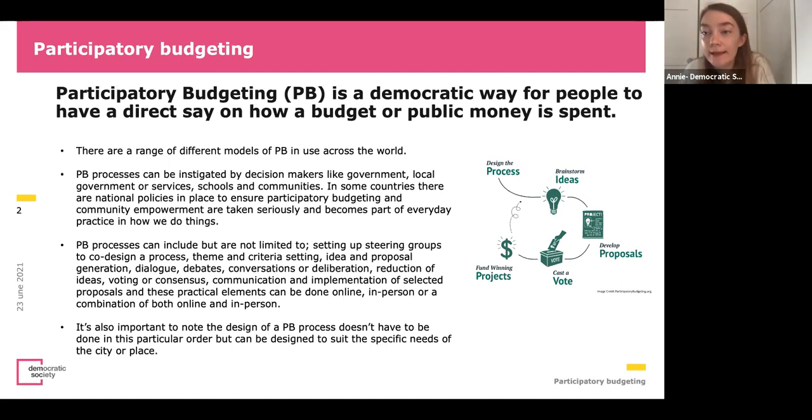So you might have heard of things like citizen juries or citizen assemblies. That's a deliberative process. Reduction of ideas, so sifting down those ideas based on maybe the criteria that you've set. Voting or consensus, so having a final decision about which proposals or which projects should go through. And then, of course, communication and implementation of selected proposals. And these practical elements can be done online, in person, or a combination of both. It's also important to note that the design of a PB process doesn't have to be done in that order. It can be designed to suit the specific needs of what you're trying to do in your local context.